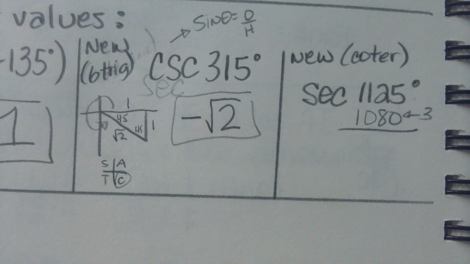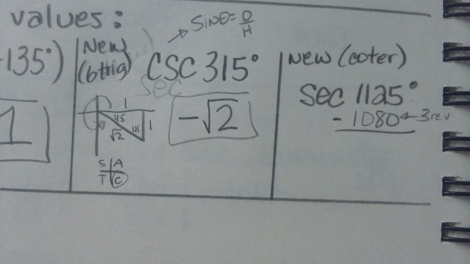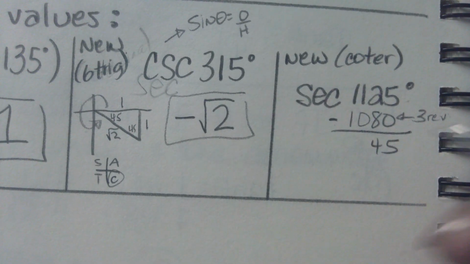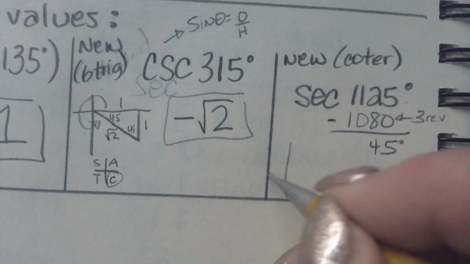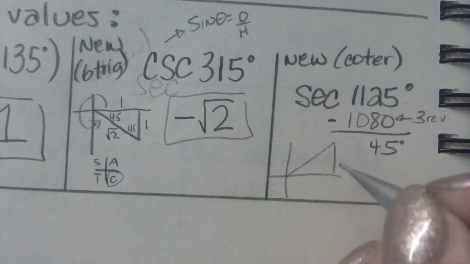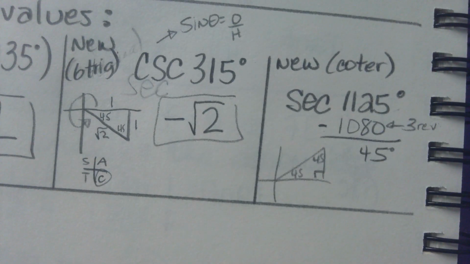So we can get down to our, so take off the 3 revolutions. And what do we got? 45, a 45-degree angle. Right? A 45-degree angle. And I'm going to be in quadrant 1, because 45 degrees, we're going to be in quadrant 1 at 45 degrees. And everything's going to be positive there.